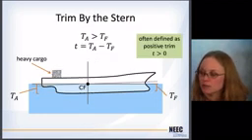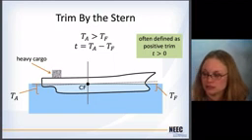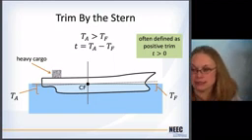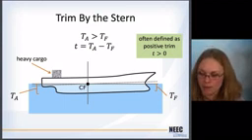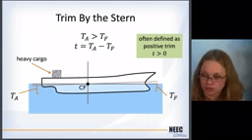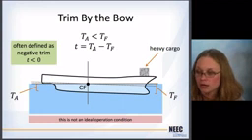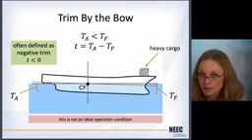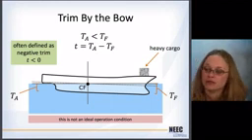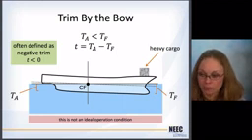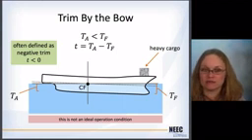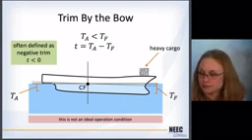Trim by the stern is often defined as a positive trim, again using this equation where the trim, lowercase t, is the draft aft minus the draft forward. So again, you get heavy cargo in the back, it makes the bow pop up, and here's the difference. So this is trim by the stern. By the stern means the stern is down farther in the water. Trim by the bow now means that you've got the heavy cargo up in the front of the ship. And so by the bow means the bow is farther down in the water. This is often defined as negative trim. This is not an ideal operating condition, which is probably why it's defined as negative trim. We don't want to have negative trim. If you have to have trim, you want it to be positive.